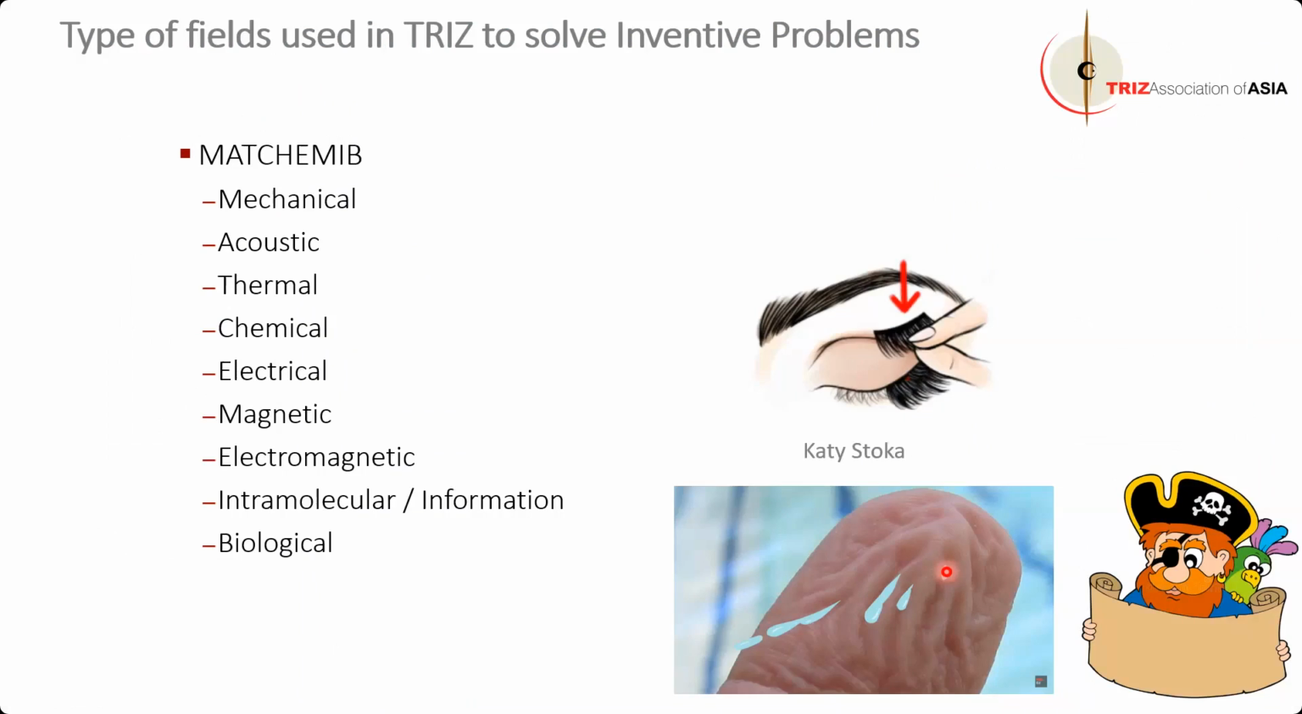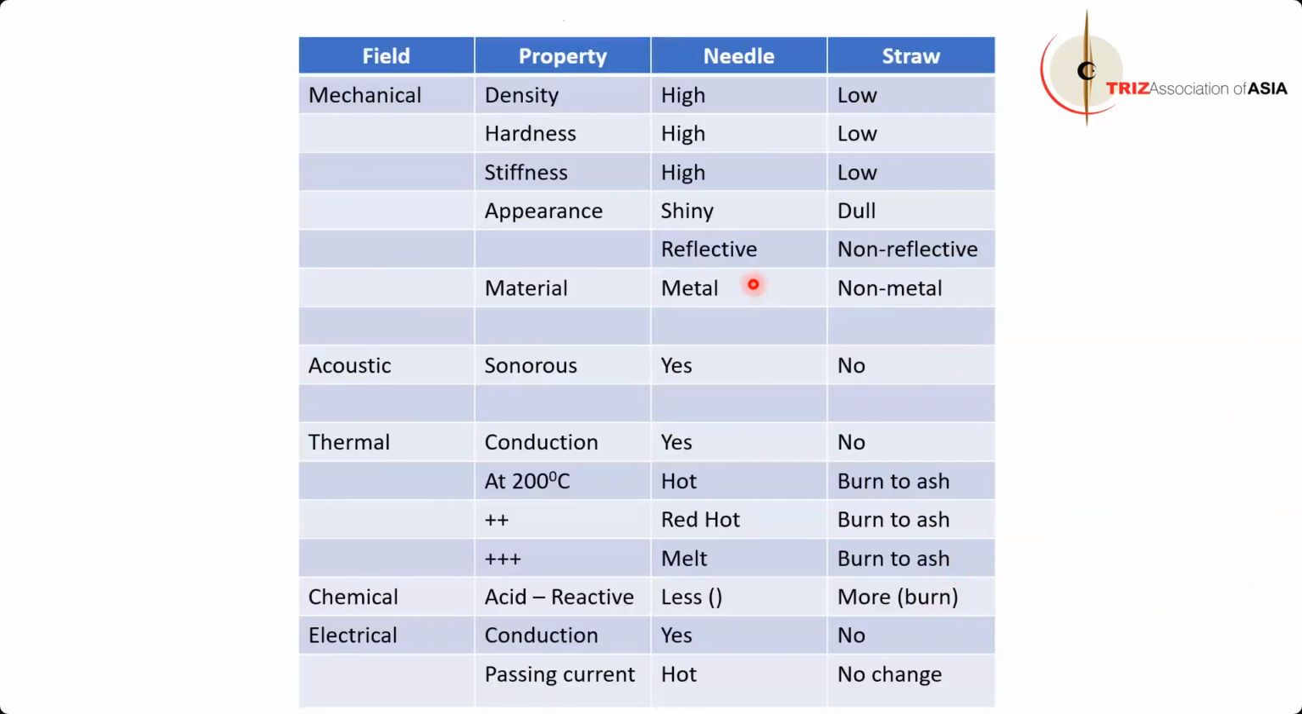And I'm trying to tell you one simple method by which you can find a needle in a haystack, and that too with multiple solutions. And how to use this MATCHEM IB. You need to write down a few things in a column manner, like field, property, needle, and straw. What is our intention? We have to find a needle in the haystack. What is this? I have written over here as a straw.